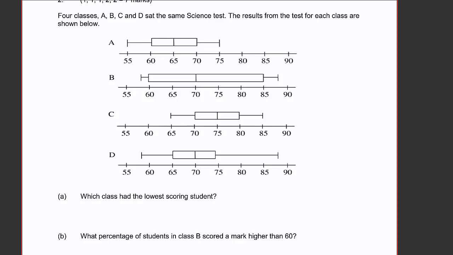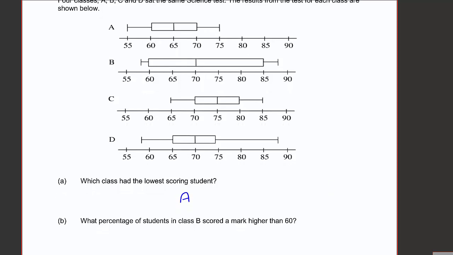Classes A, B, C and D sat the same science test. The results from the test for each class are shown below. Which class had the lowest scoring student? The lowest scoring student is the 55 here, and that's from class A.